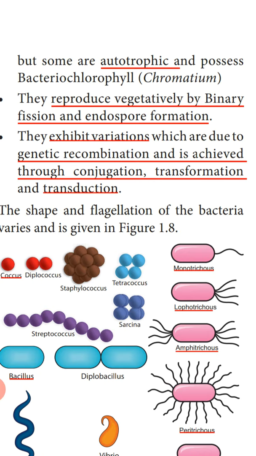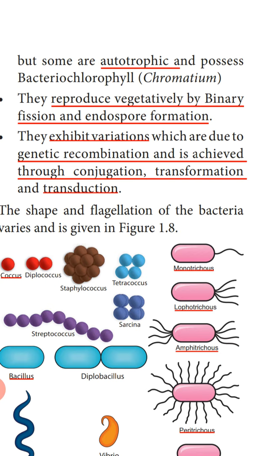That is, they possess the chlorophyll. The chlorophyll found in the bacteria is called bacteriochlorophyll. An example for them is Chromatium. So, we have studied that bacteria show both heterotrophic as well as autotrophic modes of nutrition.